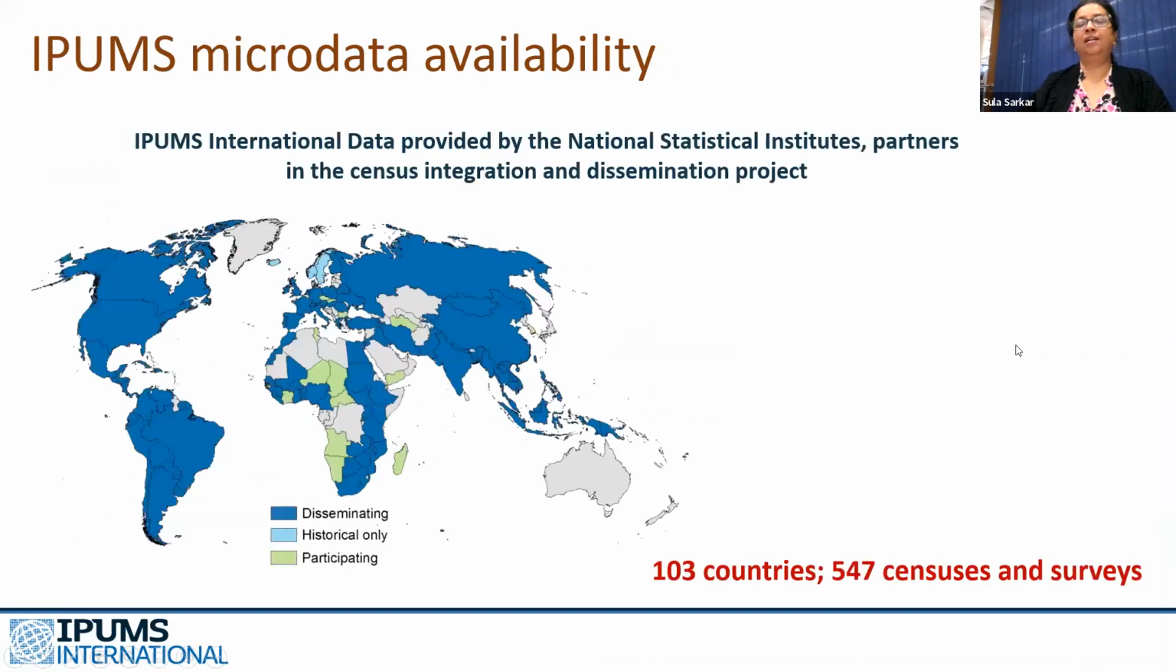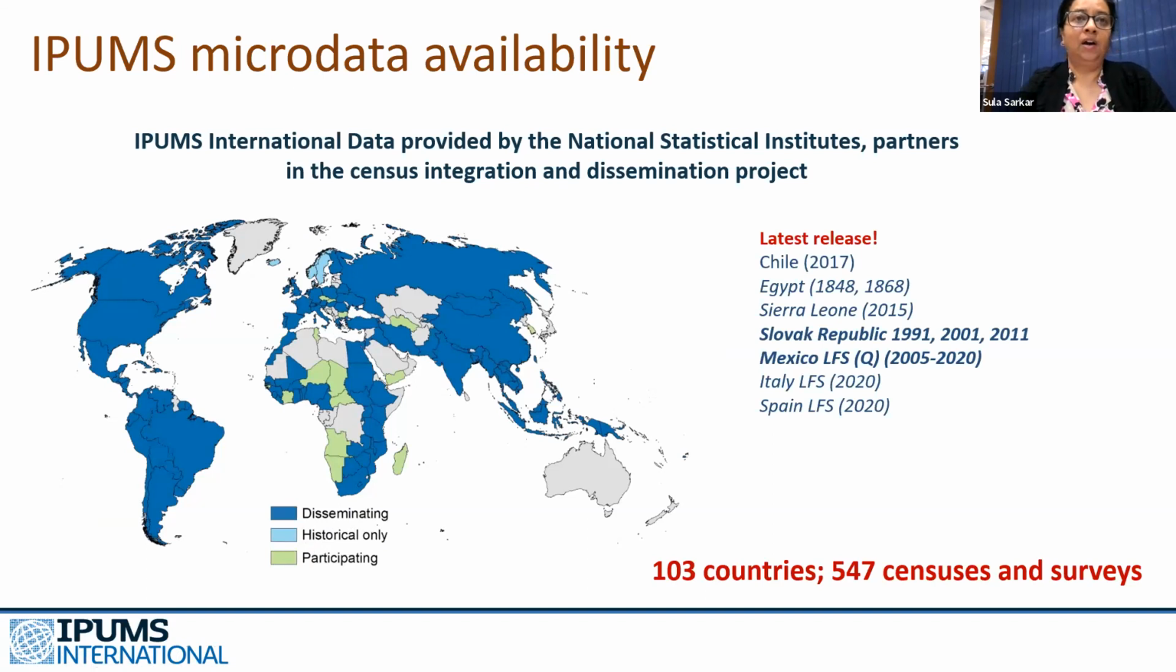So nothing different here. In blue, other countries where we are distributing any census or survey data. Light blue are some of the countries where we distribute historical samples from. And then green means we have a memorandum of understanding with these countries, but we have not yet acquired the data, or the data is there, but we are working on it and has not been distributed yet on our website. The latest release had some of the data sets that we listed here.